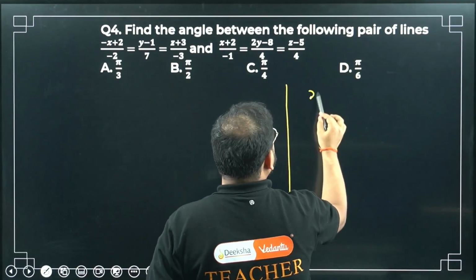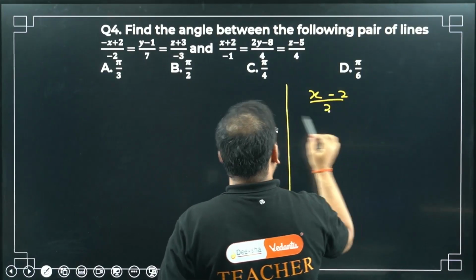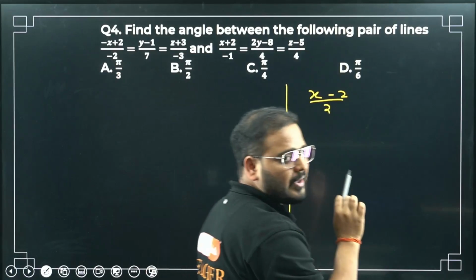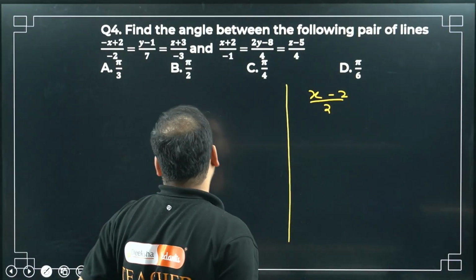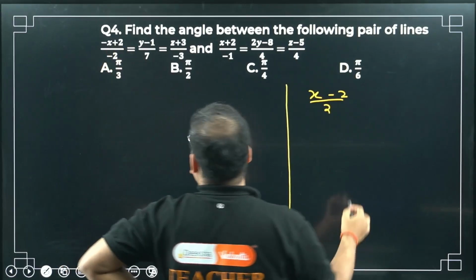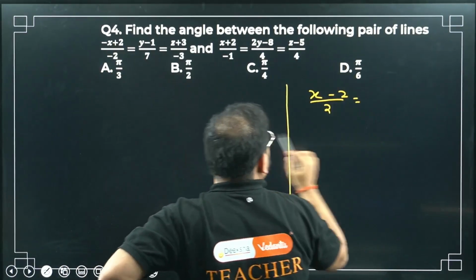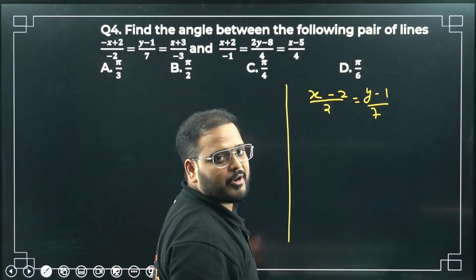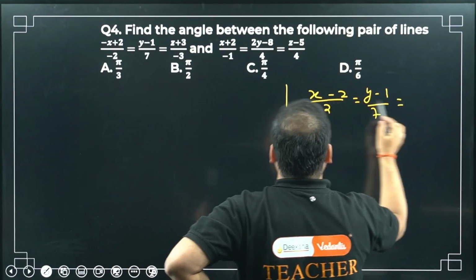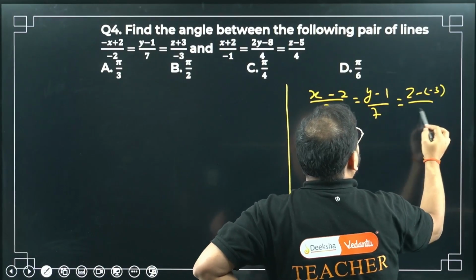I'm going to write this as x minus 2 upon 2 for the first one. I'm taking the minus common from x. Right now we know the form is x minus x1 upon a1. Next, please have a look at the next one. Y minus 1 upon 7. This remains the same. It's already in standard form, y minus y1 upon b1. The last one, z minus. So I can write it as z minus minus 3 upon minus 3.